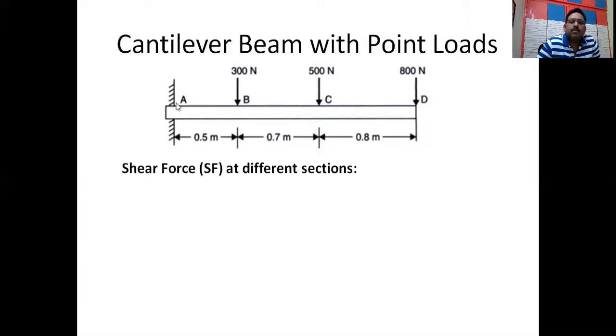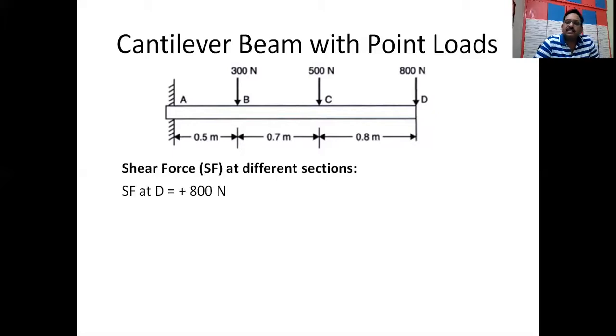See here, one is section A, that is at the fixed end. Section D, that is point D, is the free end. And in between, there are 2 sections, point B and point C, where the load is applied. So these are the various points, and we will try to find out the shear forces at these different sections of the beam.